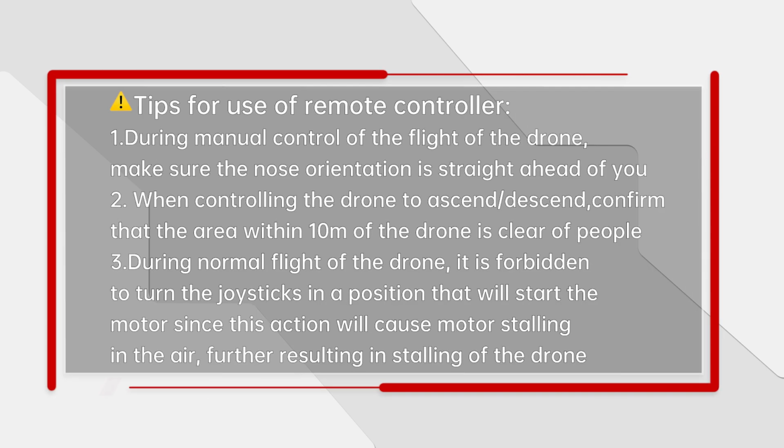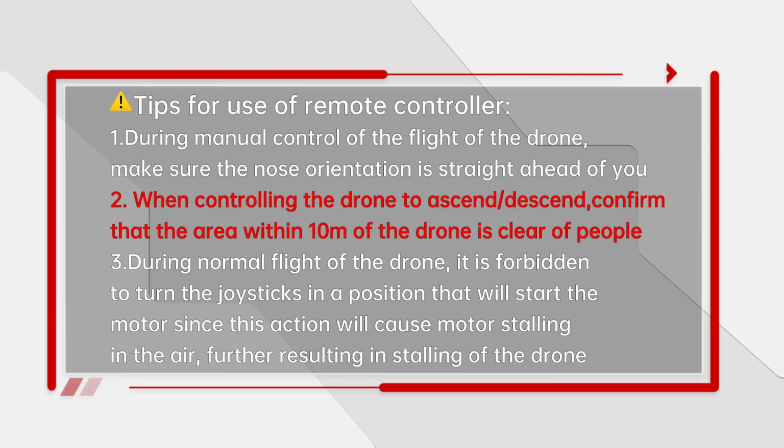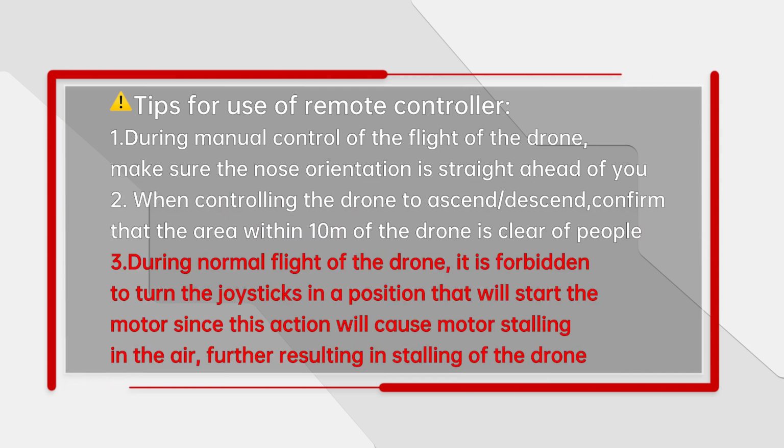Tips for use of remote controller. 1. During manual control of the flight of the drone, make sure the nose orientation is straight ahead of you. 2. When controlling the drone to ascend or descend, confirm that the area within 10 meters of the drone is clear of people. 3. During normal flight of the drone, it is forbidden to turn the joysticks in a position, simultaneously toe in or toe out, that will start the motor, since this action will cause motor stalling in the air, further resulting in stalling of the drone.